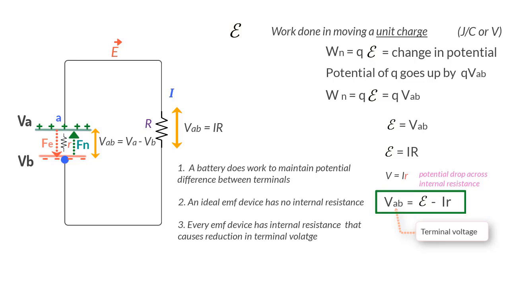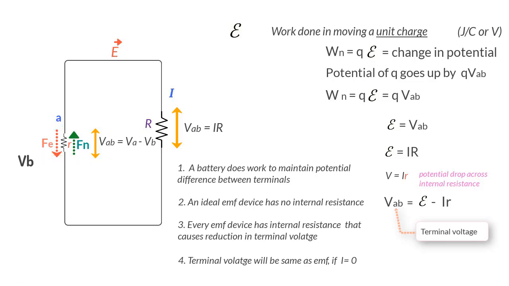And 4, the terminal voltage will be the same as the EMF if there is no current, or I is 0.